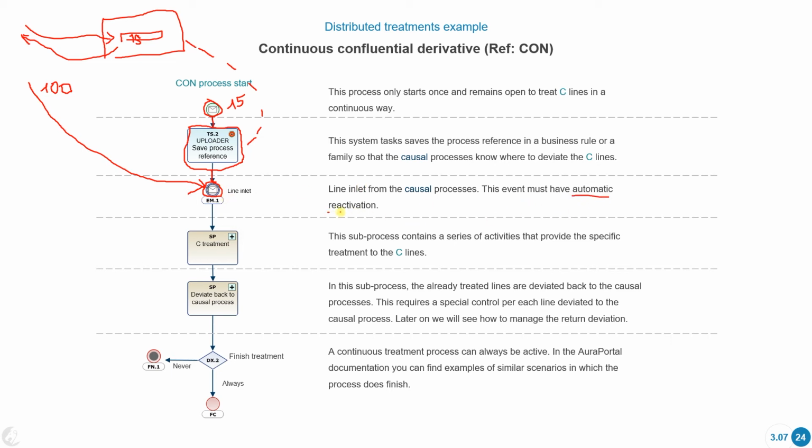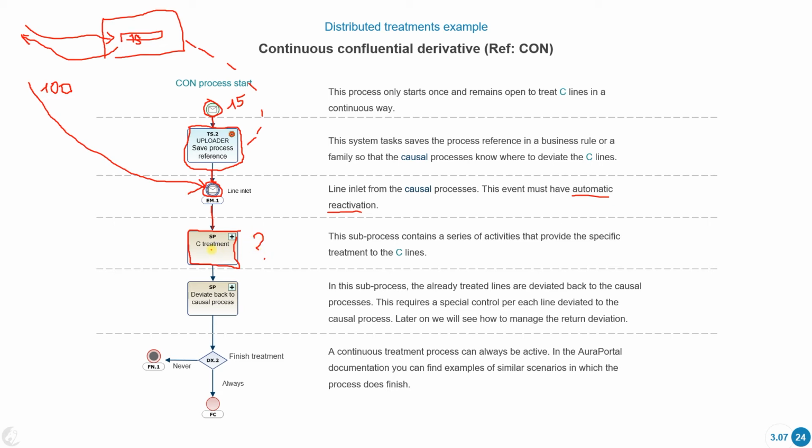It must have automatic reactivation because there's not only one causal process. Maybe we have dozens of causal processes that are inputting information into this process. So let's say we input 100 lines in one causal process. Then the flow goes down here, and here we're going to give it the specific treatment for the line C. Again, this is not important. I'm not going to bother giving an explanation of what could be happening with these lines, but let's say lots of things could happen here.